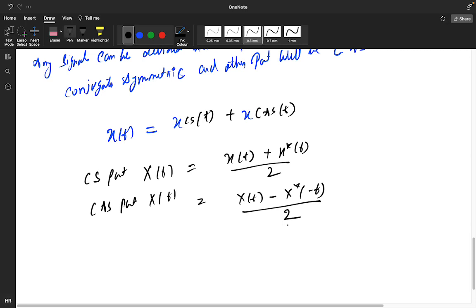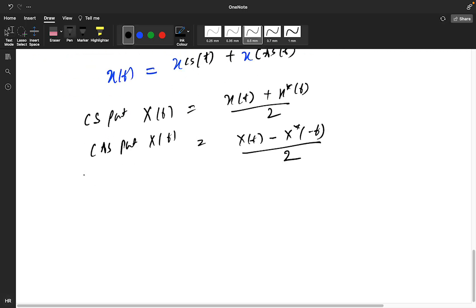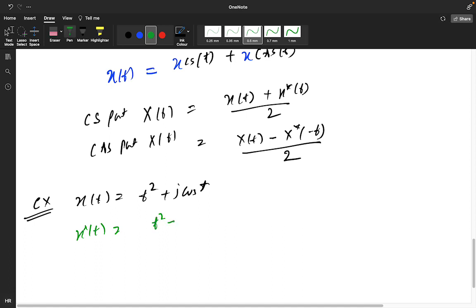Okay, so there is only one question. Write the question. Example, you have x of t signal as t square plus j cos t. In this signal you need to find the conjugate symmetric and conjugate antisymmetric parts. So first find the x conjugate of t. What will be the x conjugate of t? t square minus j cos t.